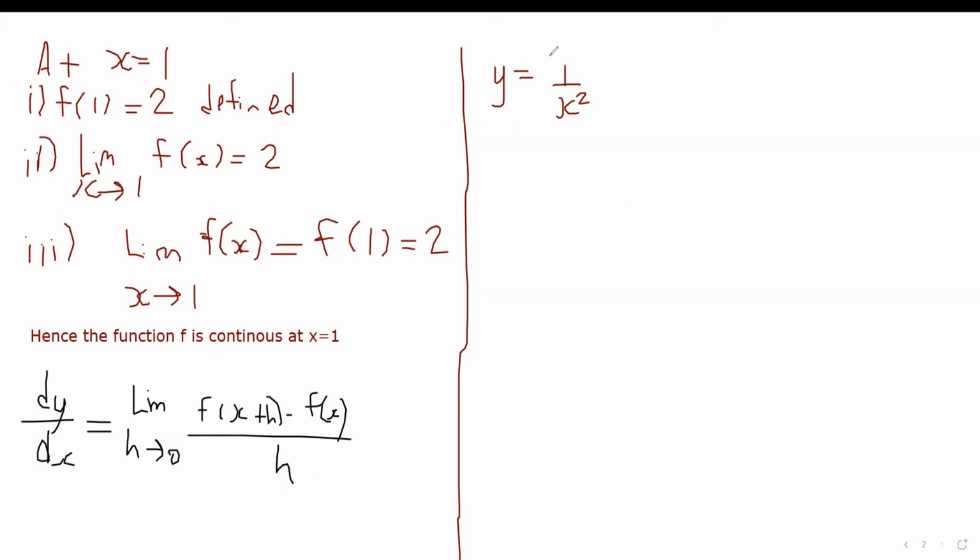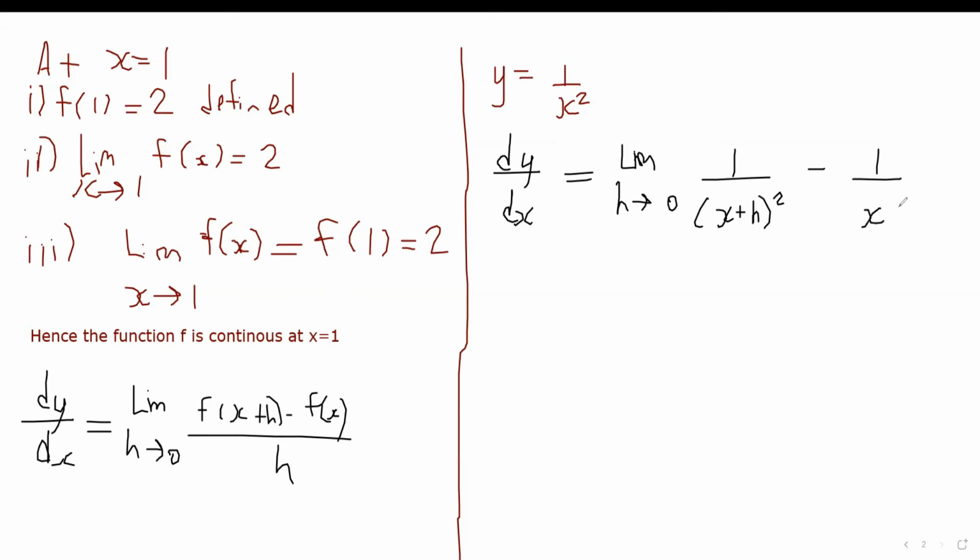So since this is what we have, we know that dy by dx is going to be equal to the limit as h approaches 0 of f of x plus h, which is 1 over (x plus h) all squared, minus f of x, which is minus 1 over x squared, and this is being divided by h. Nice. So now we just need to simplify this right here.